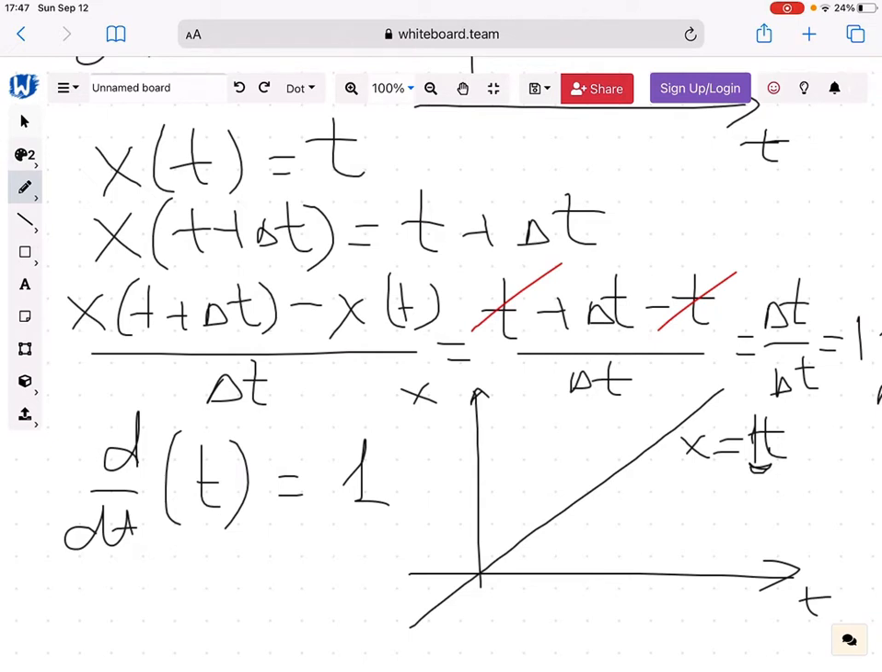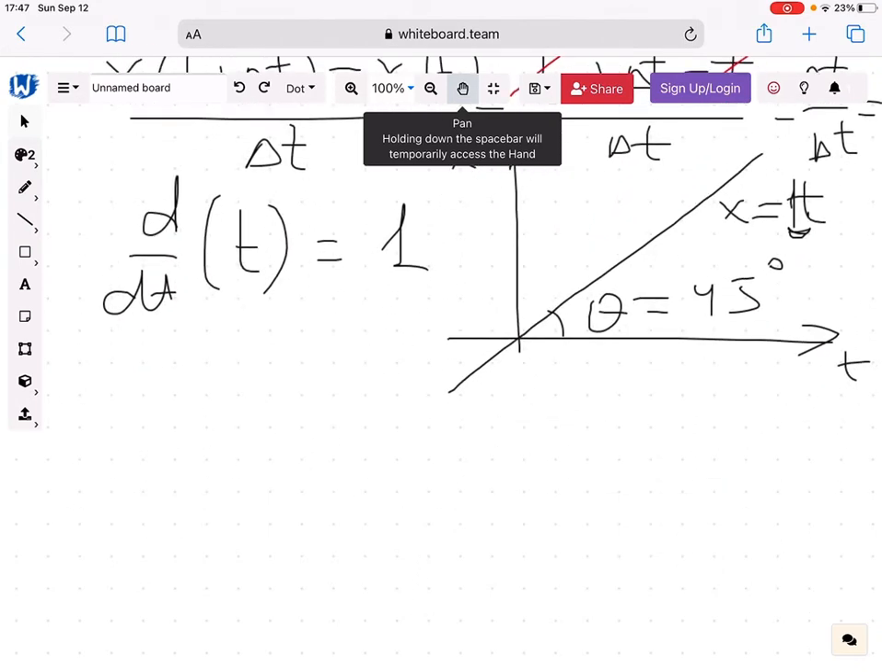The other way to look at it is, if you remember some trigonometry, you know that the tangent of this angle is our slope. But this angle is 45 degrees, and the tangent of 45 degrees is 1. Again, everything works out the way we want it. And let's look for now at another example, a little bit more complicated.